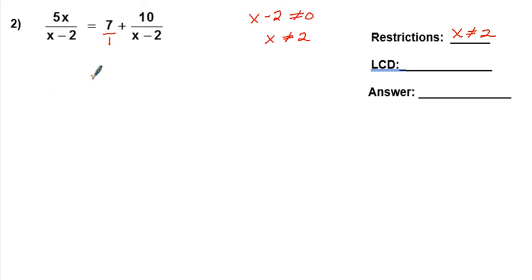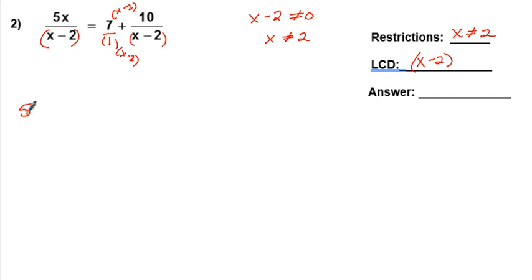Now let's take a look at the LCD. We have an x minus 2, a 1, and an x minus 2. So it sounds like 1 times x minus 2 is our lowest common denominator for this. So let's get everybody up to par here. This one already has it, so we don't need to multiply by anything. This one is missing the x minus 2, so we need to multiply both top and bottom by x minus 2. And this fraction already has everything.